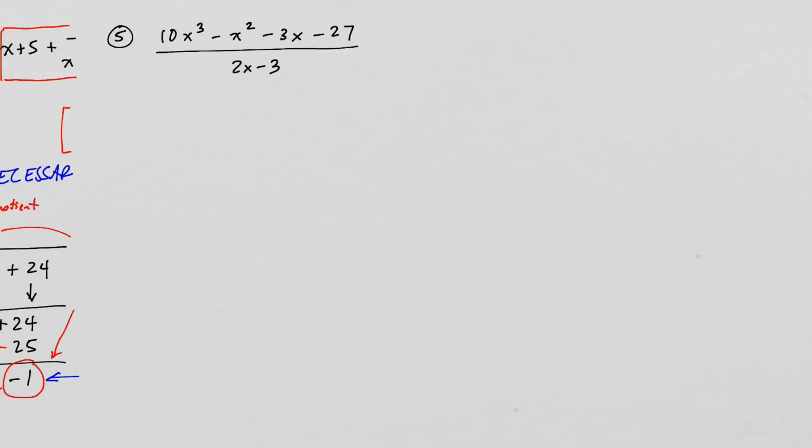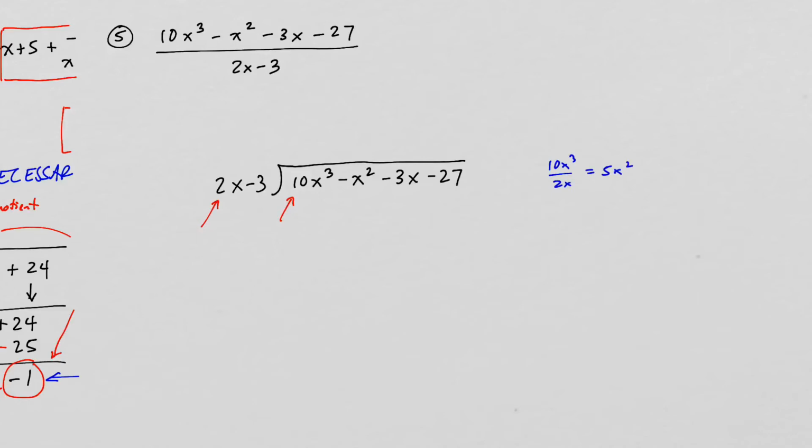So for our next problem, it's the same idea, but obviously we have a higher degree polynomial. But the same technique works. So we're going to start with long division. We're going to take 2x minus 3 and divide that into 10x cubed minus x squared minus 3x minus 27. And again, it's the same process. So we focus on only the first term. And so we take 10x cubed and we divide that by 2x, and that gives us 5x squared.